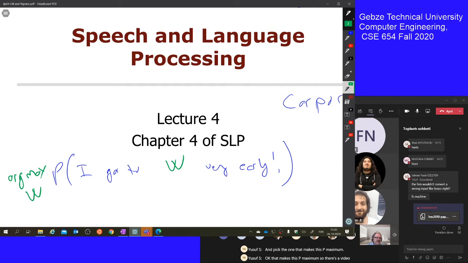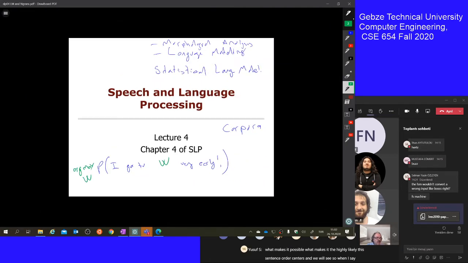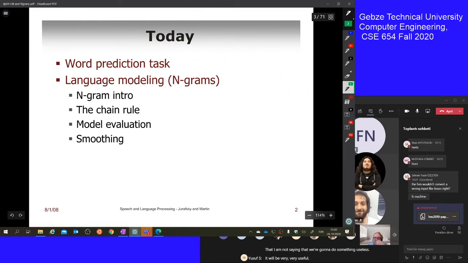So this is a very powerful way. If you model your language statistically, that means you may write your own sentences by following this rule. What makes it possible? What makes it highly likely? This sentence or that sentence, and we will see. So when I say we are not going to do full-scale analysis, I am not saying we are going to do something useless. It will be very, very useful. So, the word prediction task, the task that I just showed you: what makes the probability of this sentence maximum? To do that, I will introduce some new concepts, n-grams, a very simple concept but very powerful. Then the chain rule, which you already know from your mathematics or probability courses.